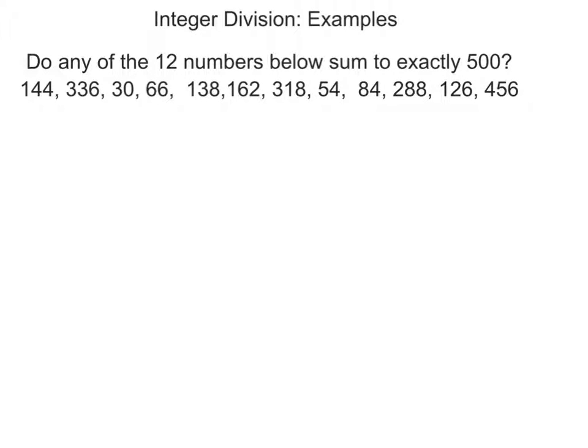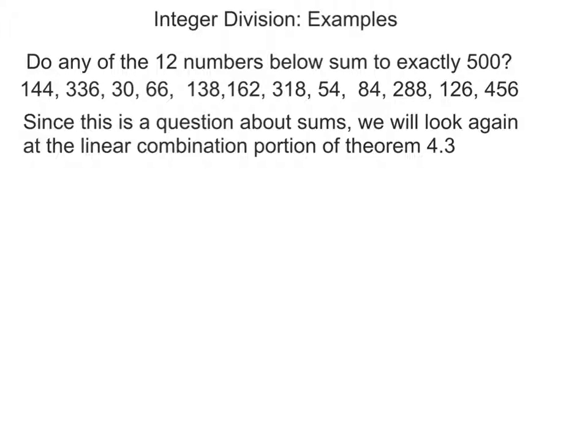Another example, do any of the 12 numbers below sum to exactly 500, and the 12 numbers are 144, 336, 30, 66, 138, 162, 318, 54, 84, 288, 126, and 456. This is also a problem in your book. It's more wordy, described as some contest at a grocery store or something. Since this question is about sums, again, we'll think about Theorem 4.3 because that talks about linear combinations.